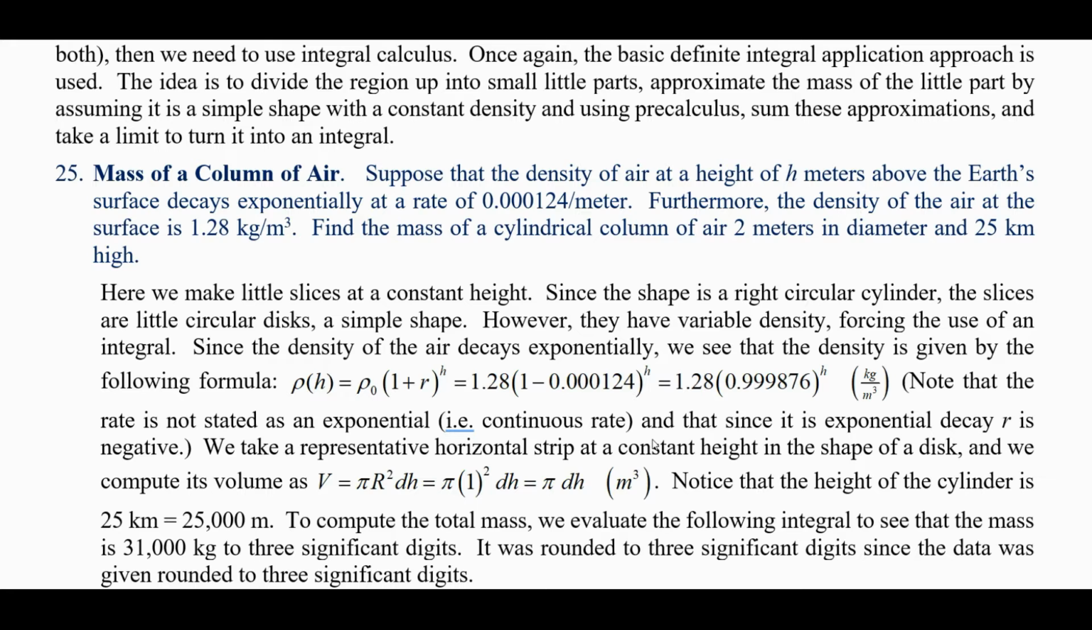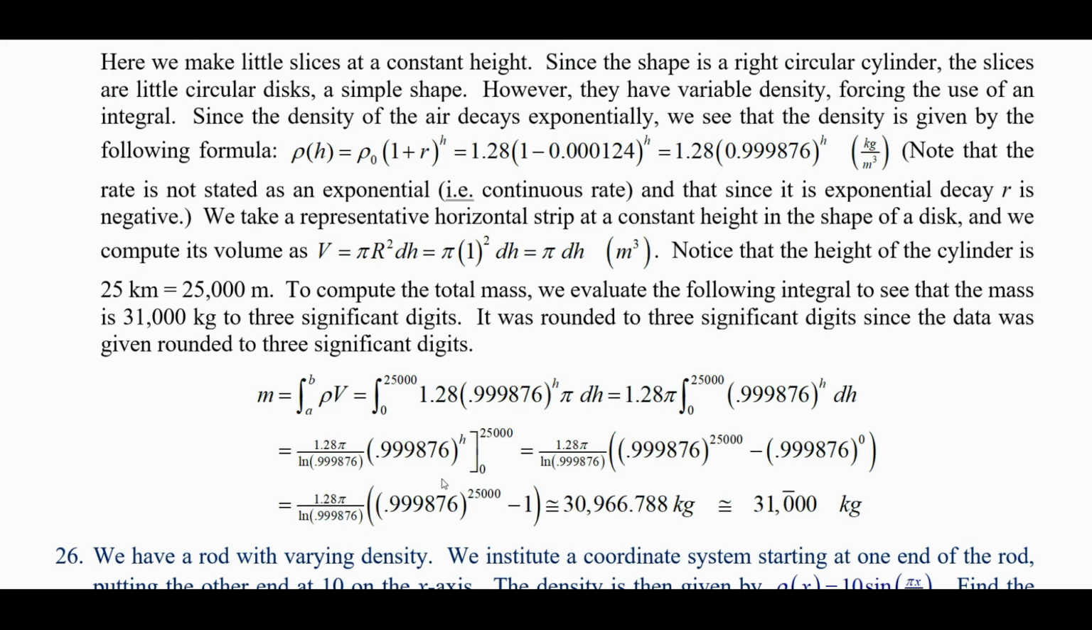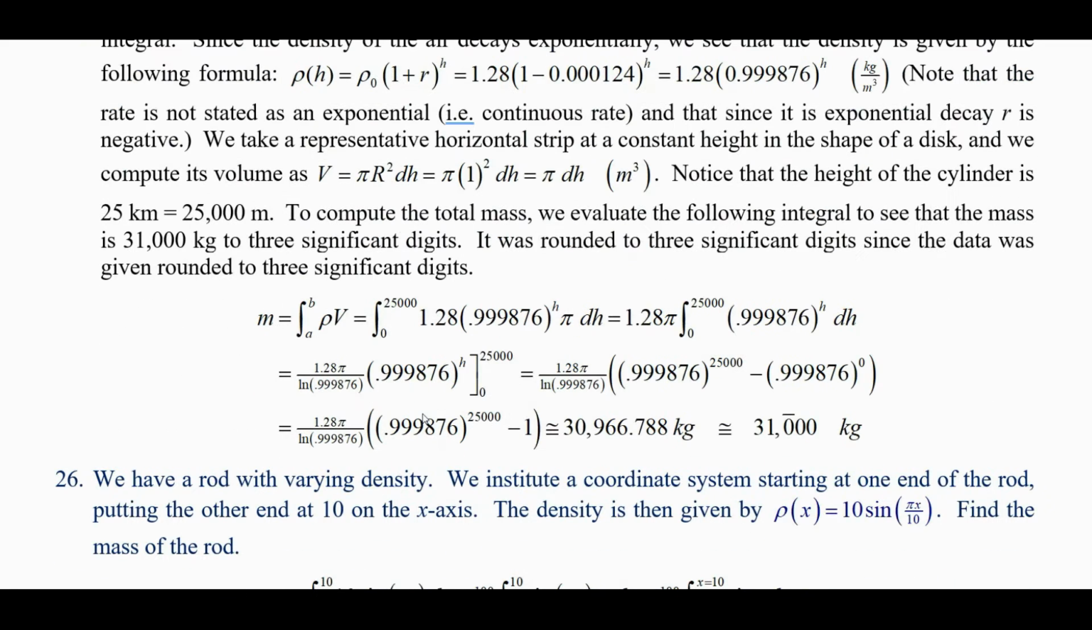To compute the total mass, we evaluate the following integral to see if the mass is going to turn out to be 31,000 kilograms to 3 significant digits. I'll end up rounding to 3 significant digits since the data given was rounded to 3 digits. If we assume those are exact values, then this is still 3 digits. So at best, we're going to get 3 digits of accuracy on our answer.